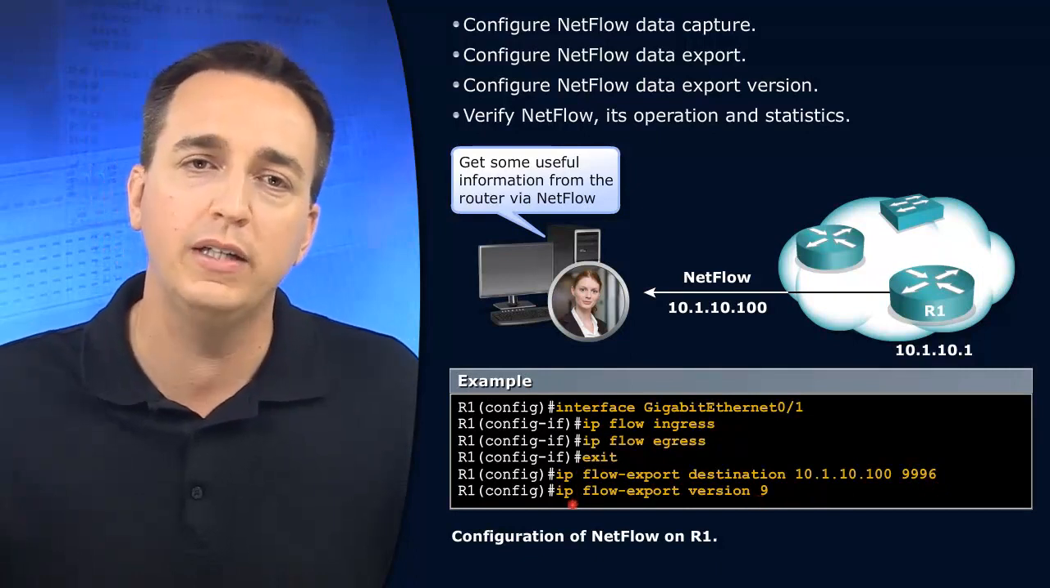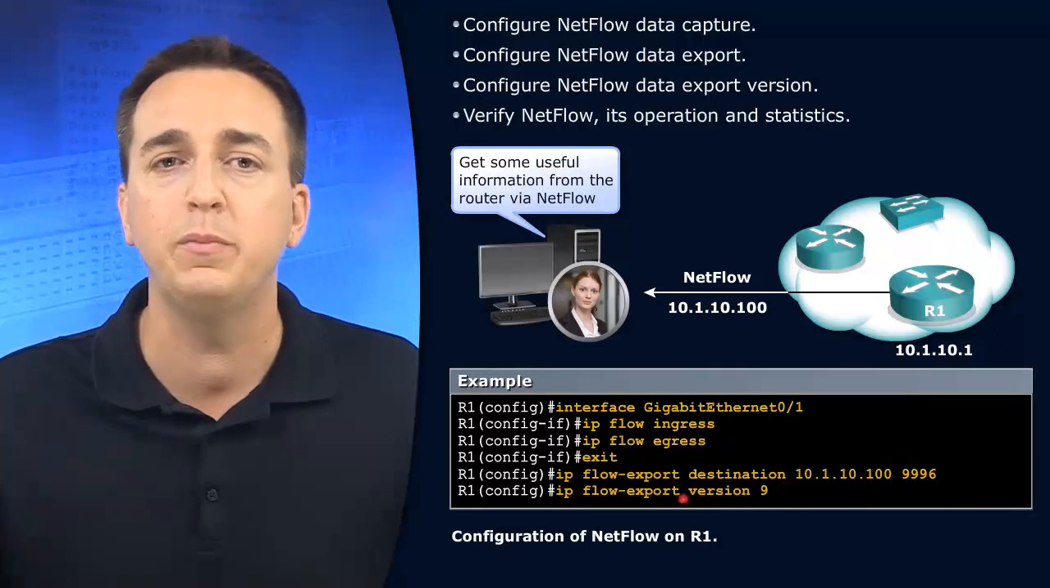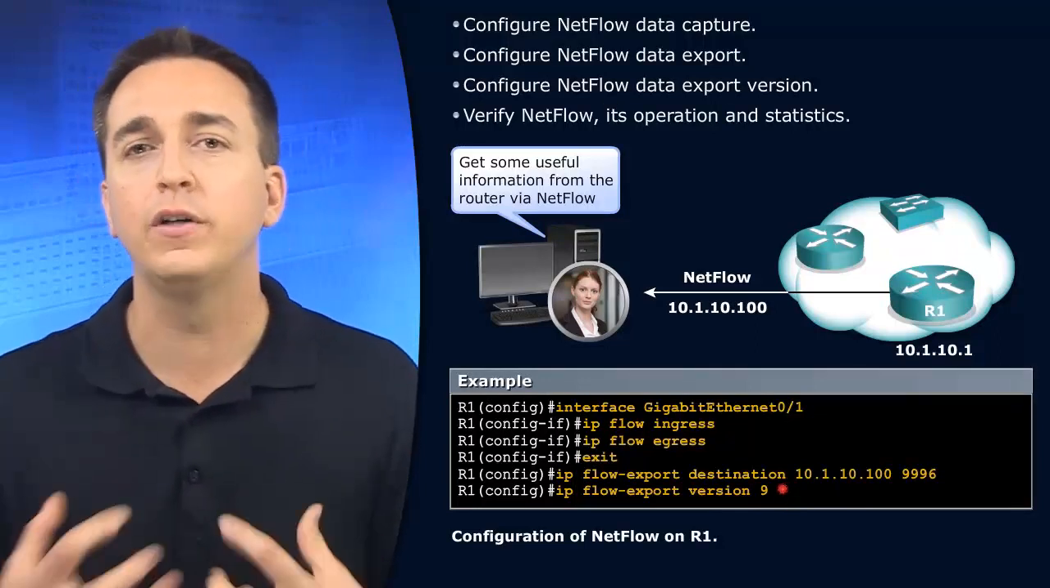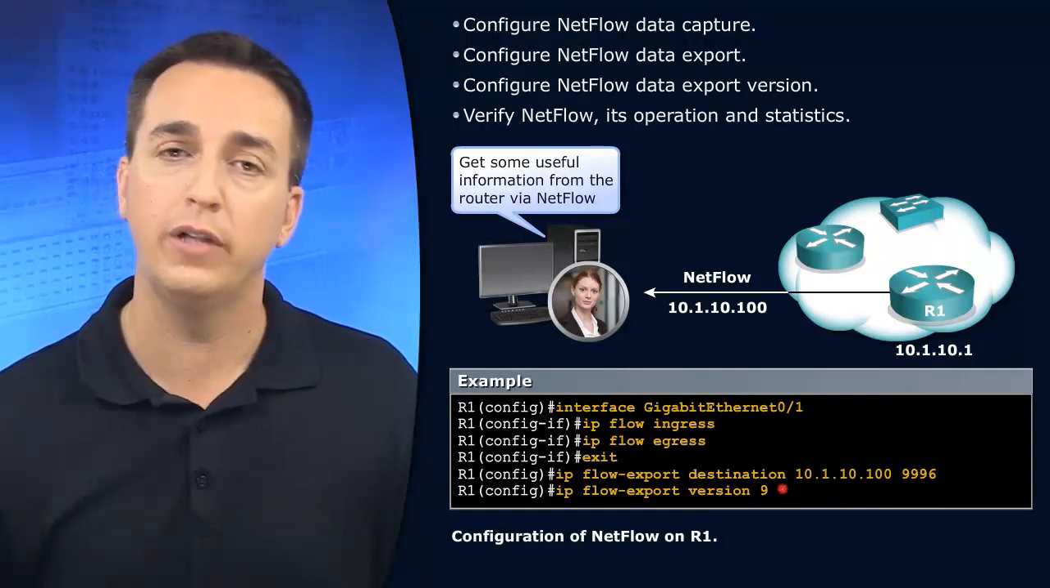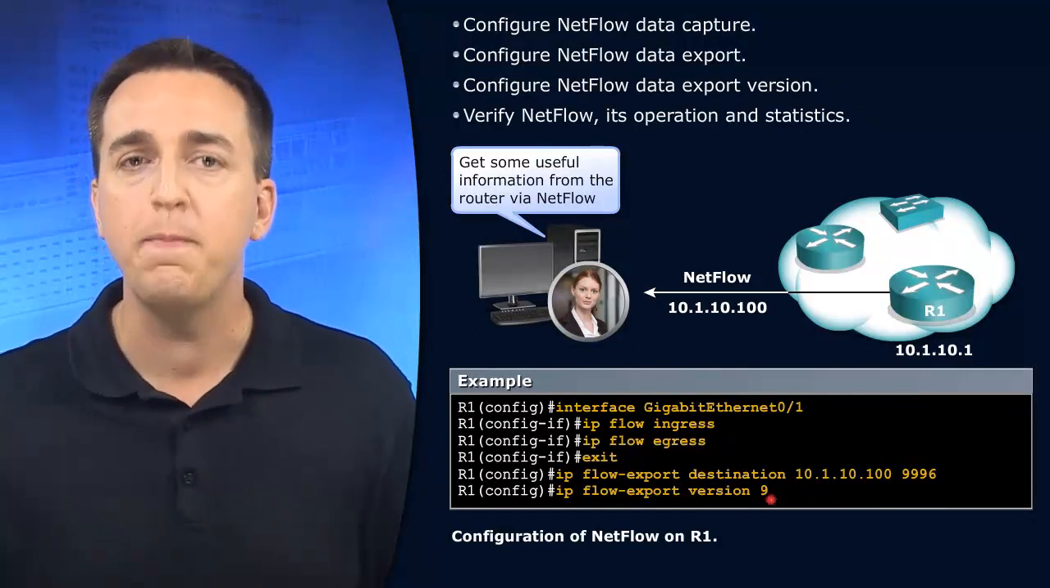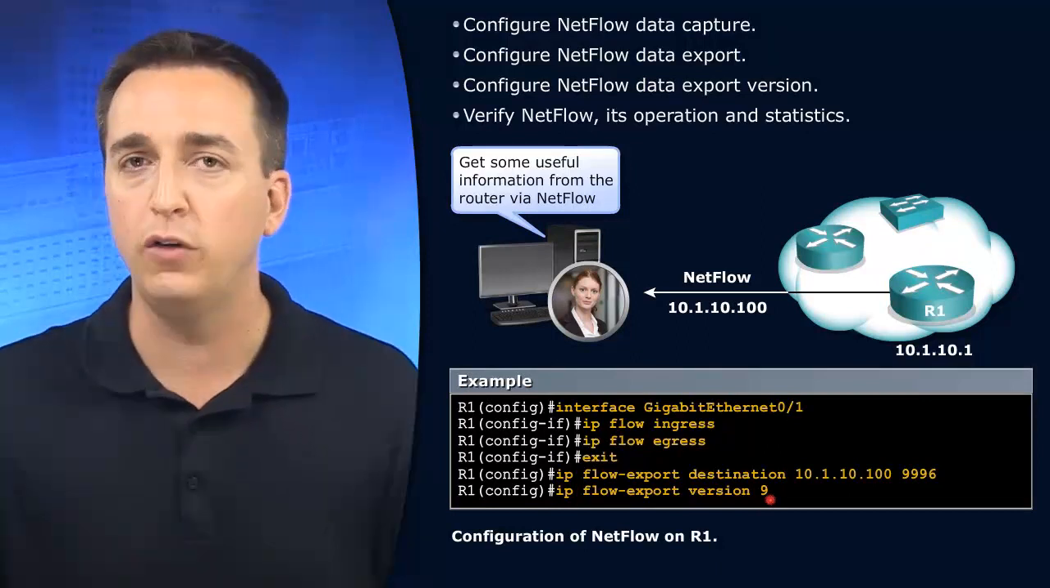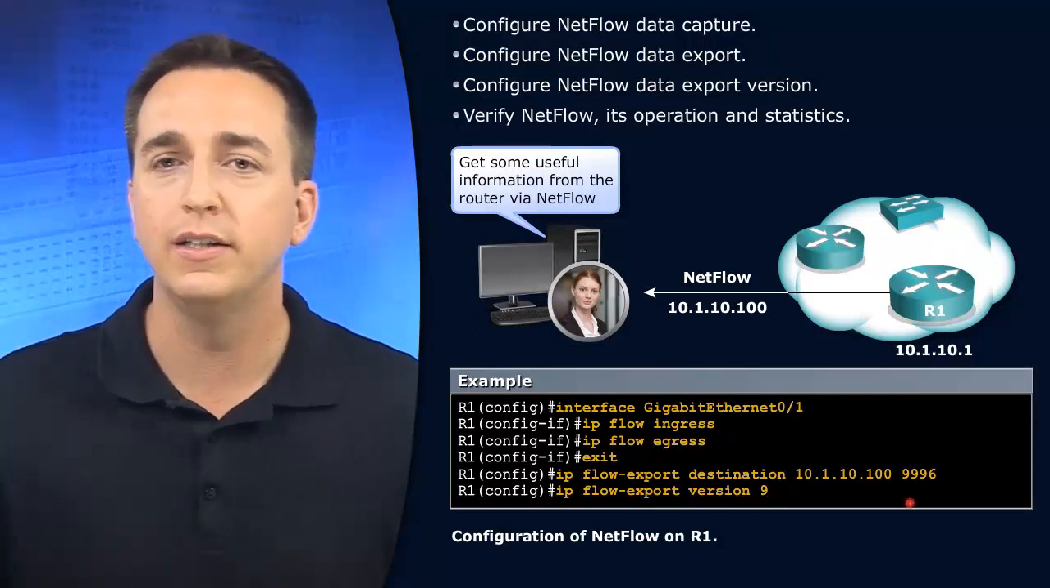So in this example, we can see IP flow export version 9. This means that our router is going to use the version 9 format for sending the information to the NetFlow collector. This is a version number that would be implemented on the NetFlow collector, so you're going to have to match this up as well.